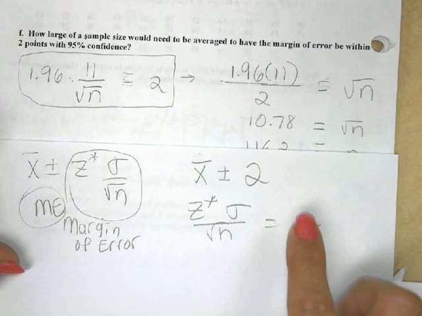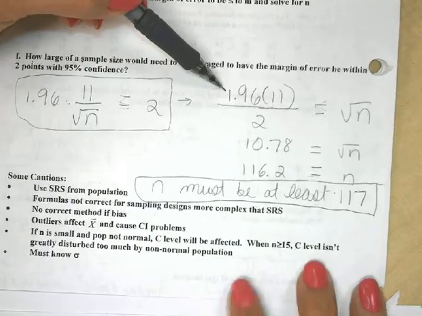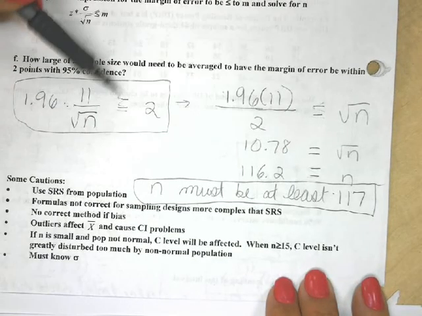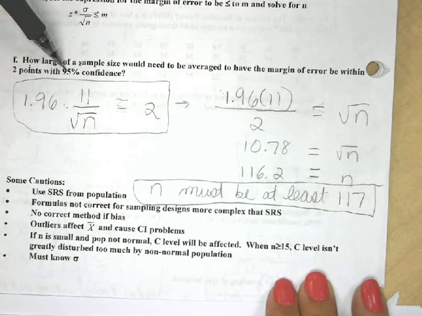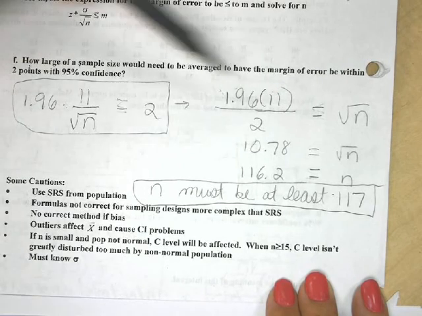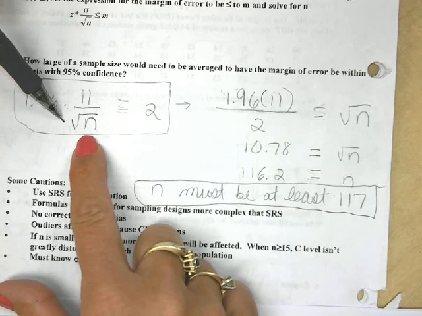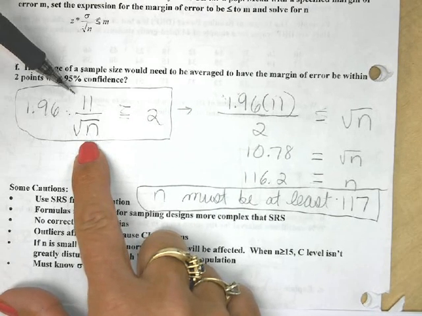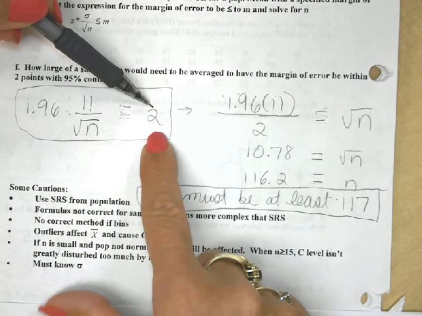All right, so I plugged my numbers in. And I have 1.96. Oh, I guess I changed that to an equal. 1.96 is what the z value is for 95% confidence. This is the standard deviation that we're assuming to be true. We don't know this sample size, so that's where our square root of n is. So we have z star value times the standard deviation over the square root of n, and we want that margin of error to equal 2.